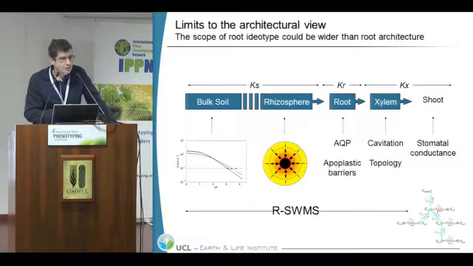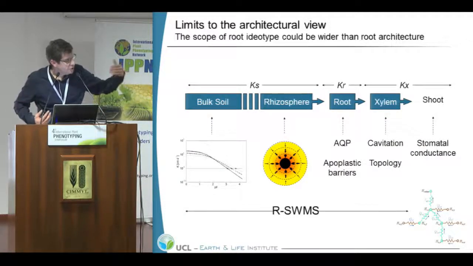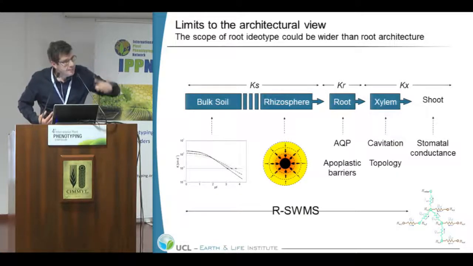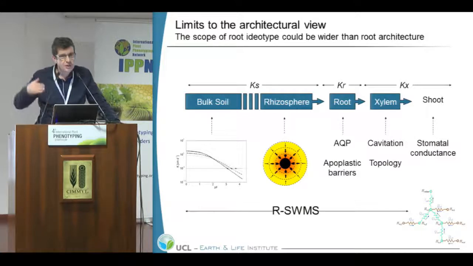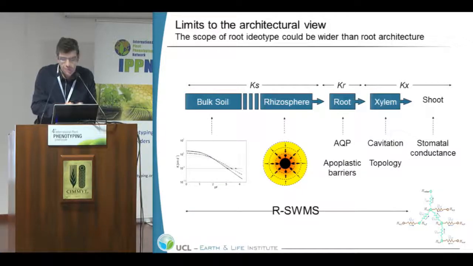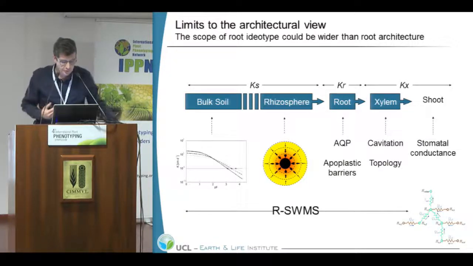What happens in the bulk soil is long distance transport, gradual, slow, with temporally gradual transition. You don't have a sudden change of water potential over time in the soil. And in the bulk soil, this part of the process is mainly driven by root architecture: where the bulk soil is relative to where you place your roots.